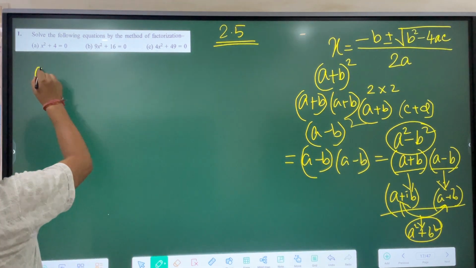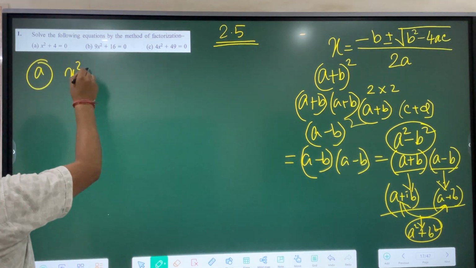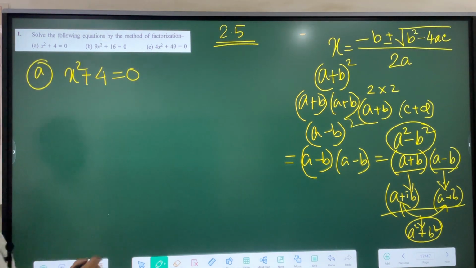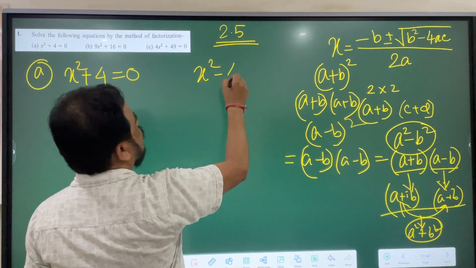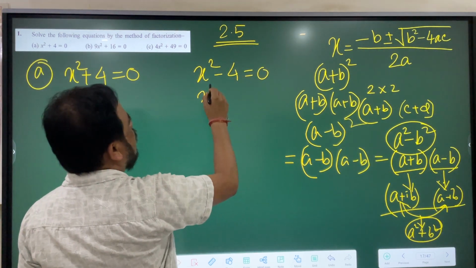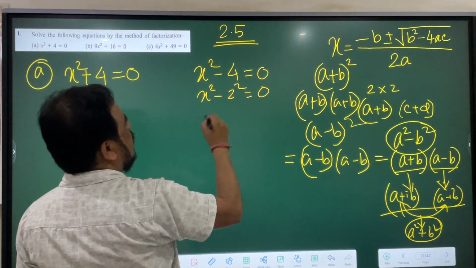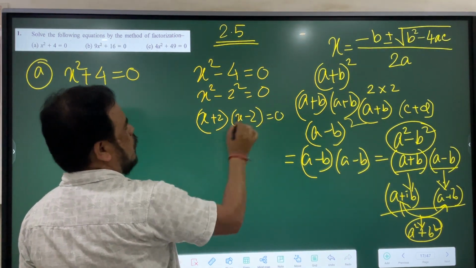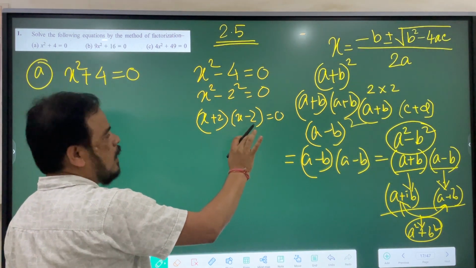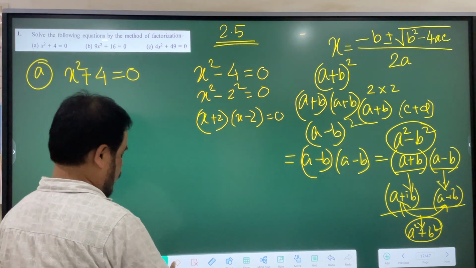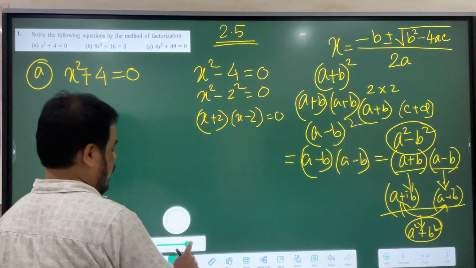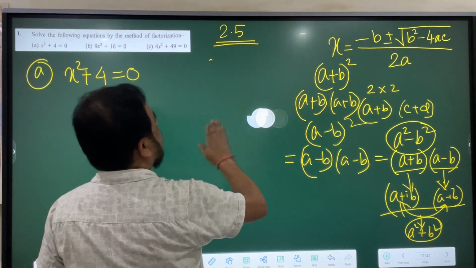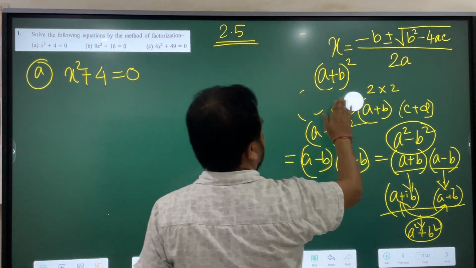So let us go to number A. x square plus 4 equals 0. If it is x square minus 4 equals 0, then that will be easy for us. Then we can write (x plus 2)(x minus 2) equals 0. So factorization is done. But here x square plus 4 is there, so that is why this cannot be done this way. We cannot apply the a square minus b square formula directly.